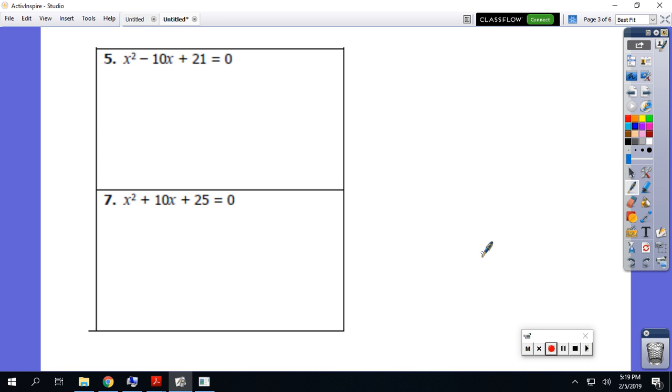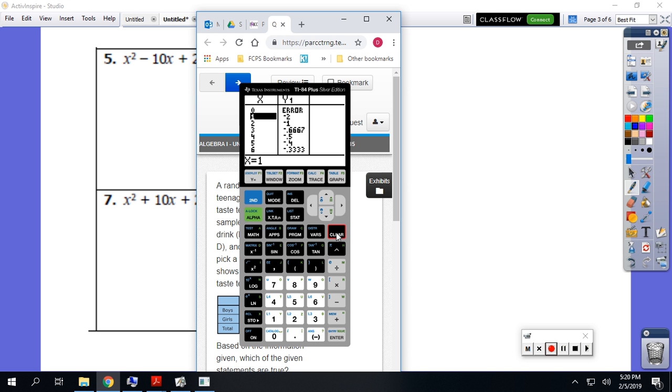Next one, number 5. I'm looking for factors of 21 that add to be negative 10. I'm going to go to my calculator, or you can do it in your head. I'm going to go to y equals and type in negative 21 divided by x. And I'm going to hit second graph, looking for the pair that adds to be negative 10. So 3 minus 7, no, that's negative 4.